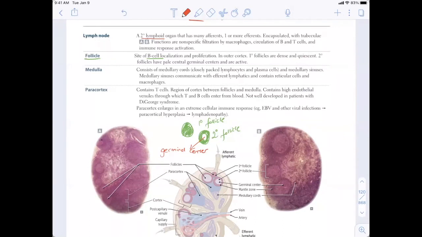Okay? Let me see if it actually even says it here. Well, it doesn't, right? So it says your pale central germinal centers are active. The word active, when they mean they're active there, it means that we have B cell activity in the germinal centers. And the activity there obviously is localization and proliferation. All right, now your primary follicles, they're dormant, they're not really doing much, okay?